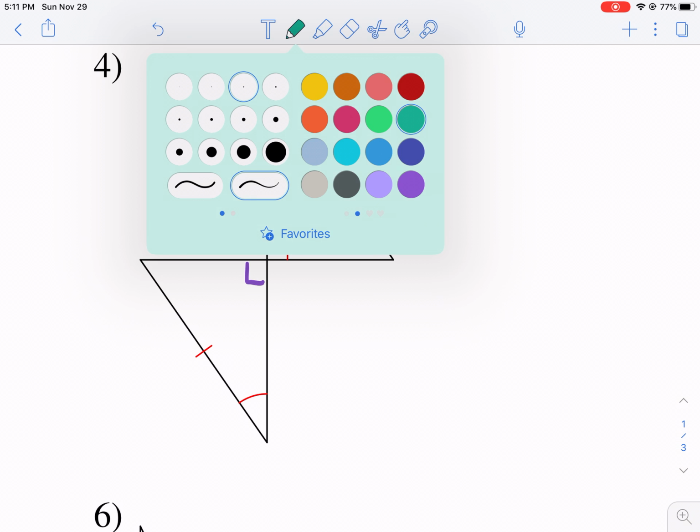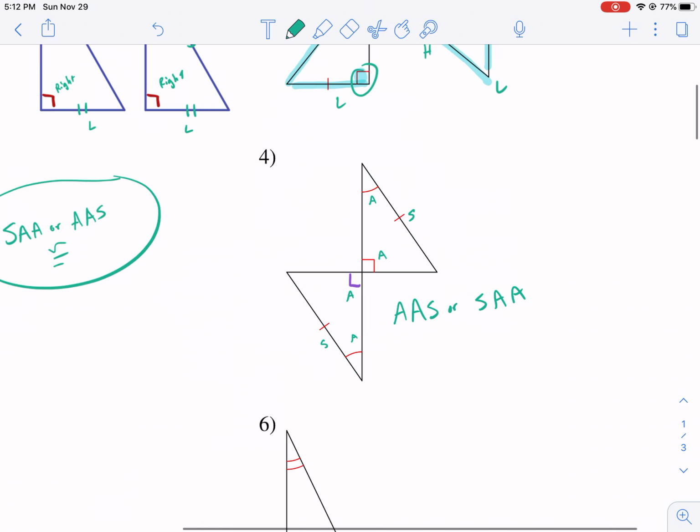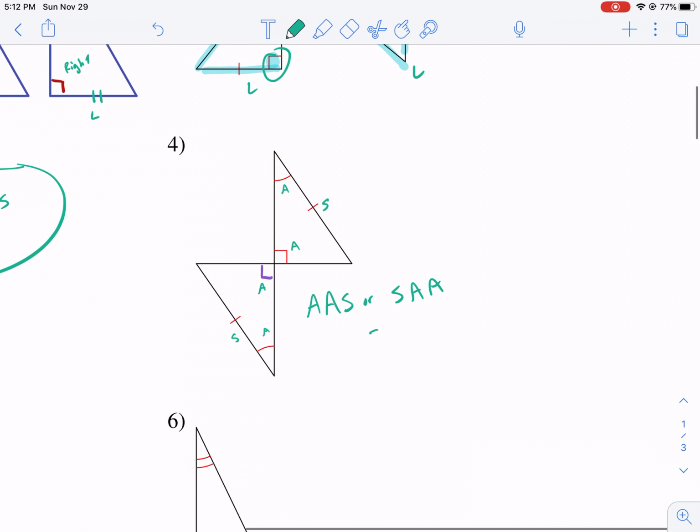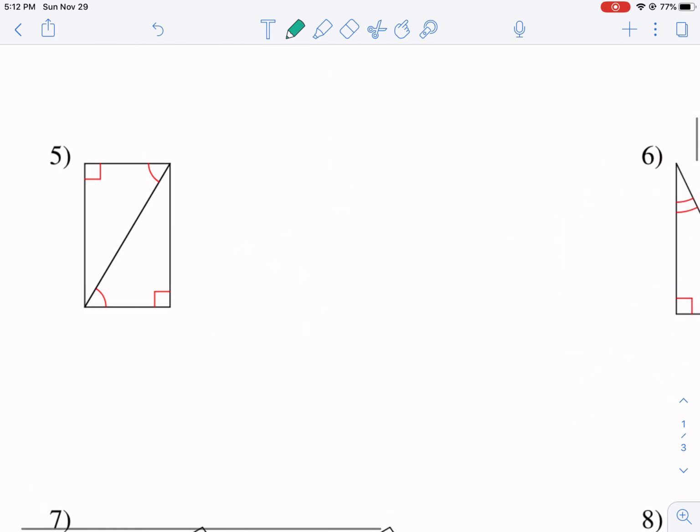What is it? Well, we have an angle given, we have another angle given, and we have a side. So this one is actually AAS or SAA. Did I write the other one right? Yeah, I did. Okay, so this one's congruent also. Number 4, congruent. Number 5, touching triangles.